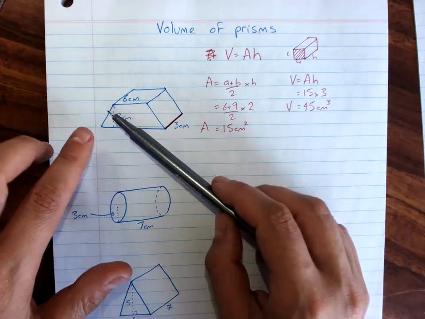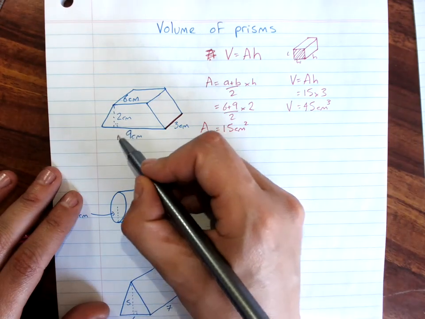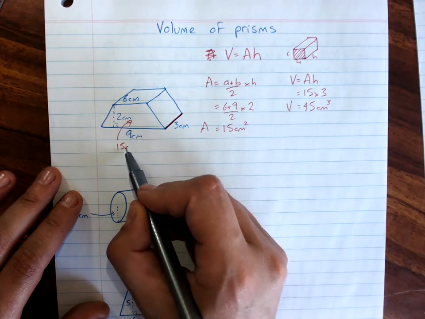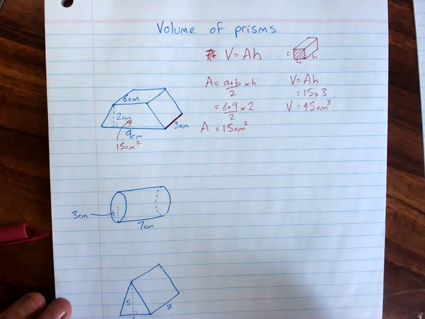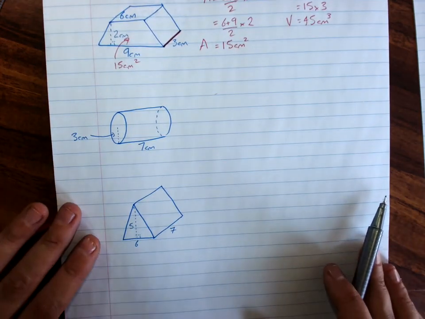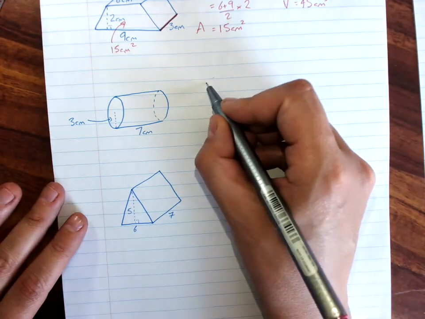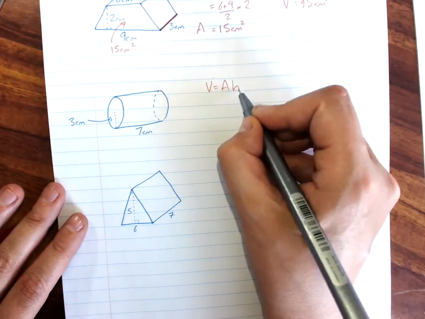Incidentally, some questions actually just give you the area. They'll point to this face and go 15 centimetres squared, and then it's just area times height. Any prism comes down to this formula. So the volume is area times height.